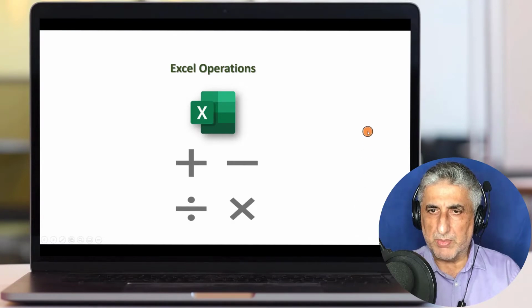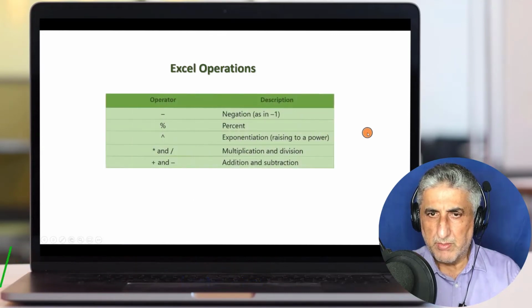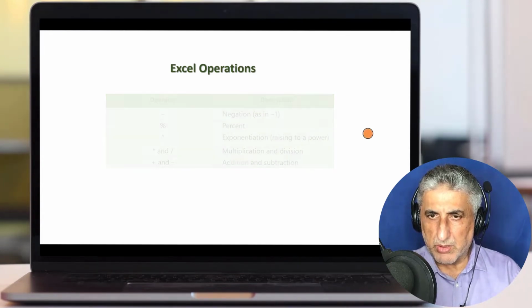We will talk about Excel operations in this video. Excel operations and their precedence is one of the prerequisites for this course. First, we will talk about negation, then percentage, exponentiation, multiplication and division, addition and subtraction. This is the order of operations in Excel. We will talk about this further.